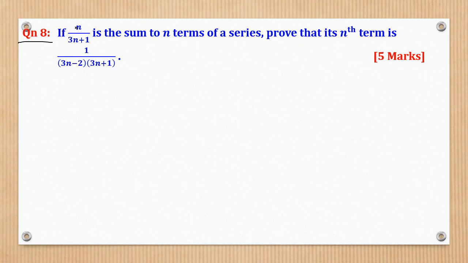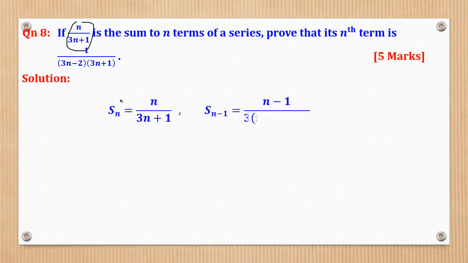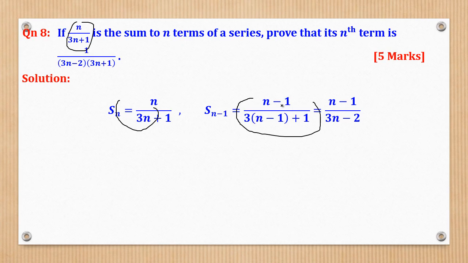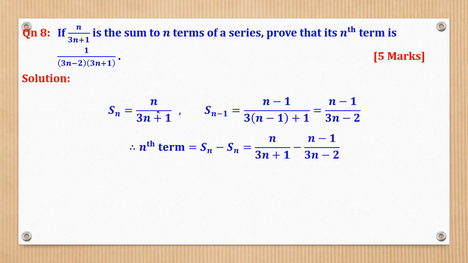Then question 8 says, if this is the sum to n terms of a series, prove that its nth term is this. So it's the sum of the first n terms of a given series. Now they want the general term. So for the sum of the first n terms, then the sum of n minus 1 terms will be given by replacing where there is n, you put there n minus 1, to come up with this. So when we subtract, we shall be able to get the nth term.